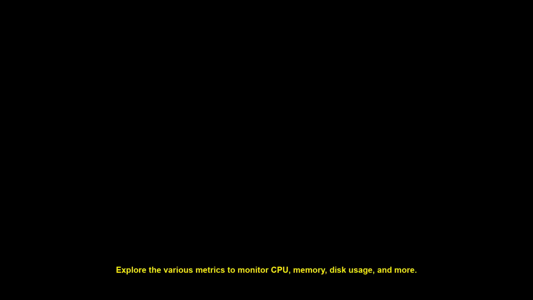Explore the various metrics to monitor CPU, memory, disk usage, and more. For additional security, consider configuring a firewall. You can use UFW to allow access to port 19999. Run sudo ufw allow 19999.